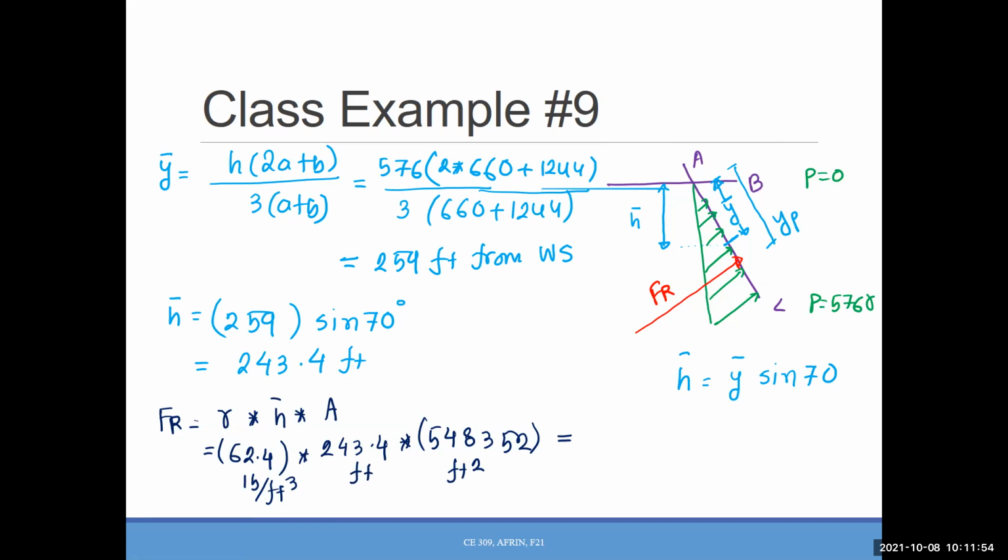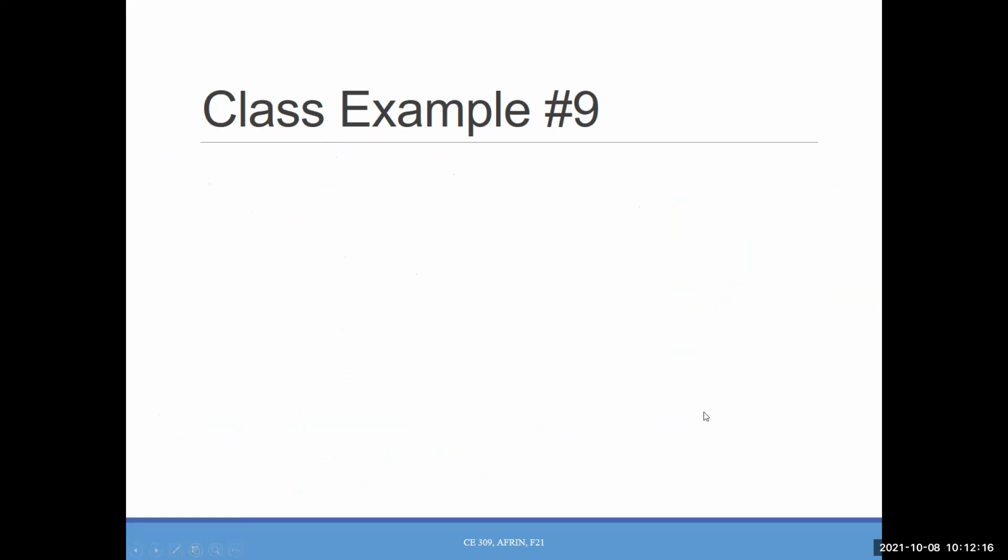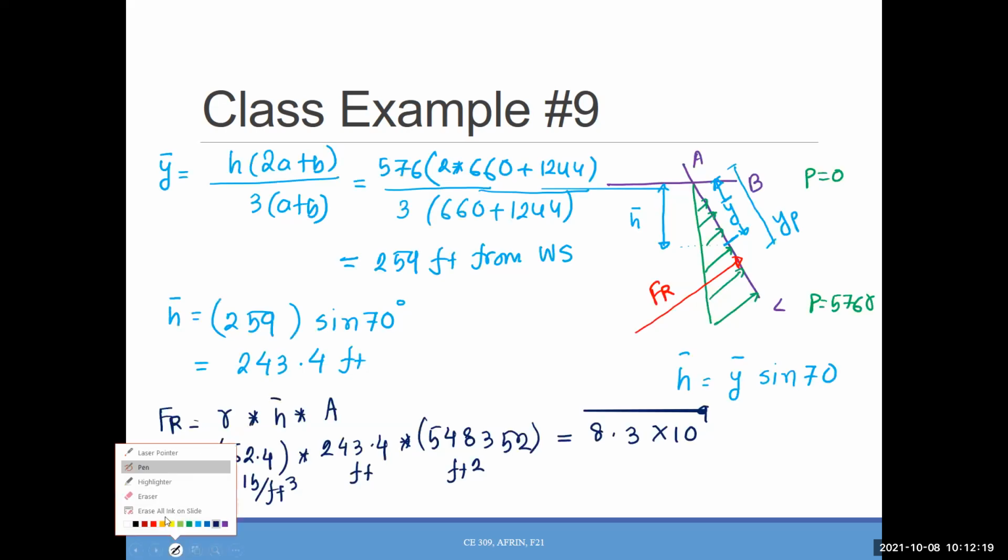Give me the answer for FR. You have that. 8.3 times 10 to the 9. Anyone else got something like that? Anyone else? I got 2 people who got kind of same number. Okay, 3. Good. And it is confirmed that I also got 8.21 times 10 to the 9. So this is the force, and you can see a huge amount of force.